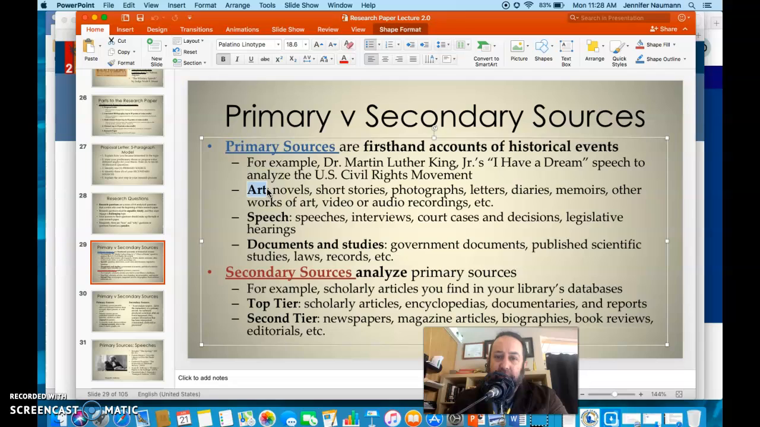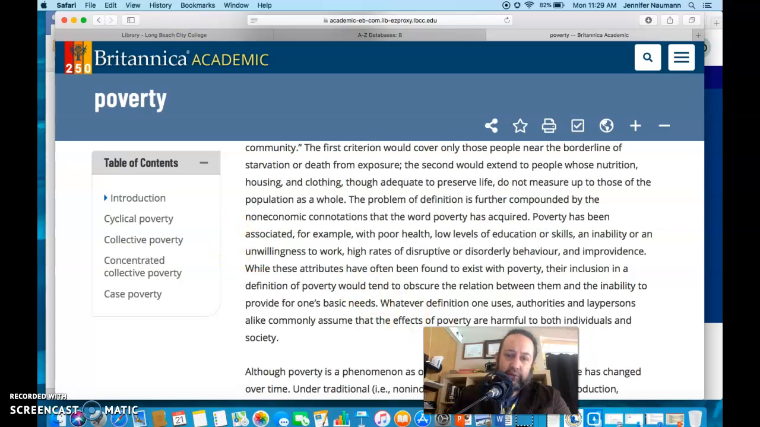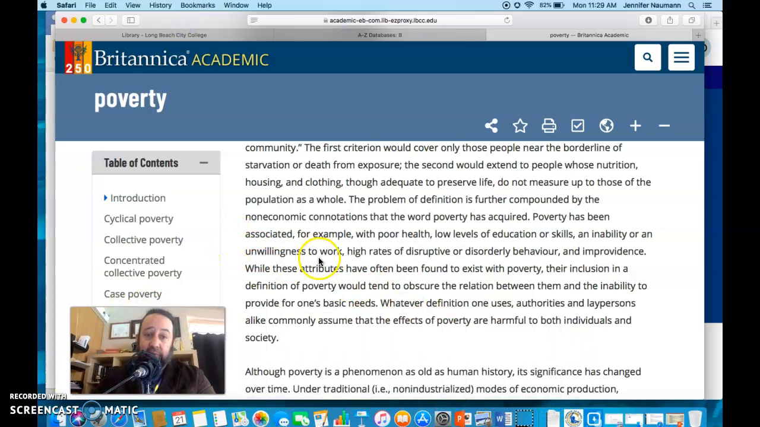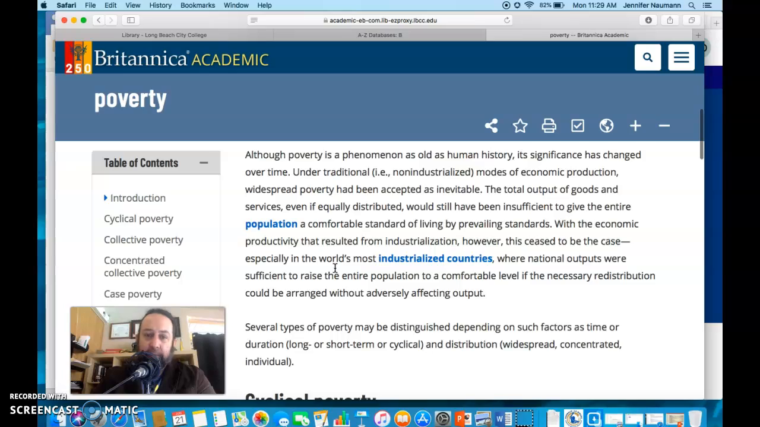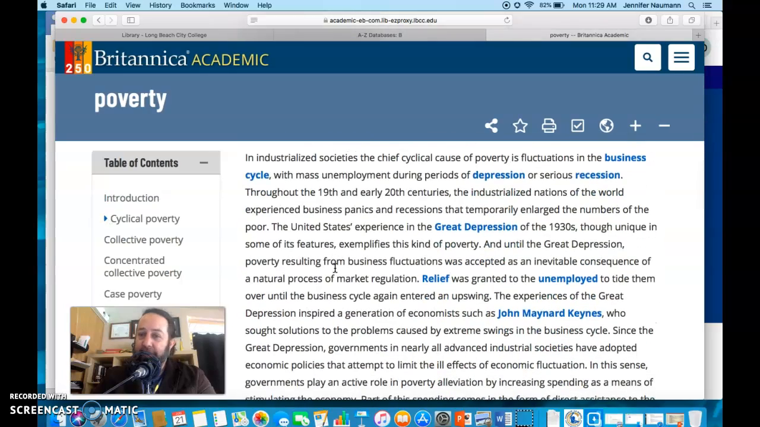But I'm basically looking for art, a speech or interview, document study, law, something in that range. So if I can find something like that related to my topic, I might switch my topic slightly because I thought of somewhere where I might be able to find such things, but that's all right. Let's just see if we can find it this way.